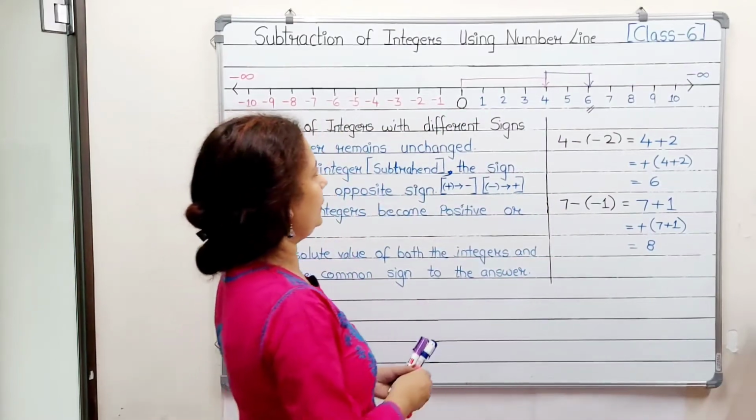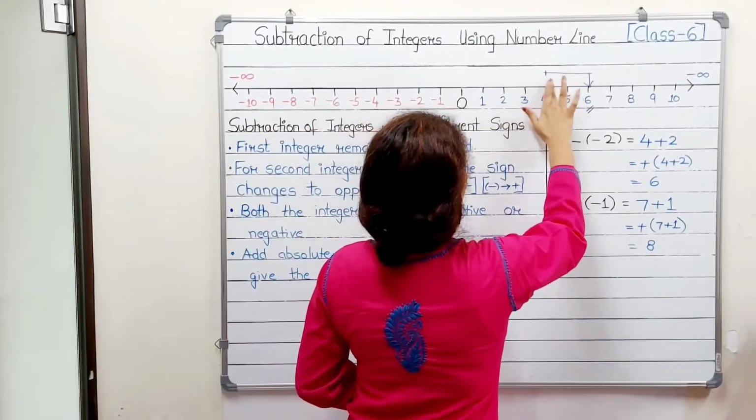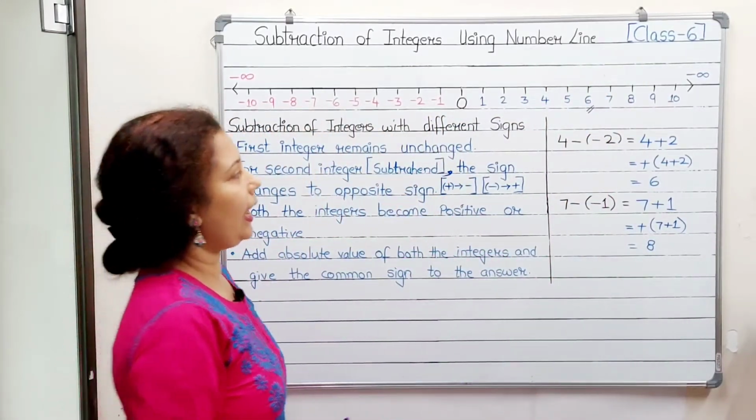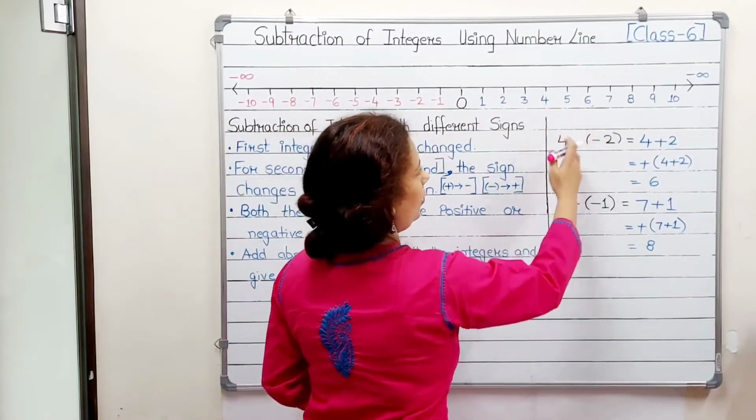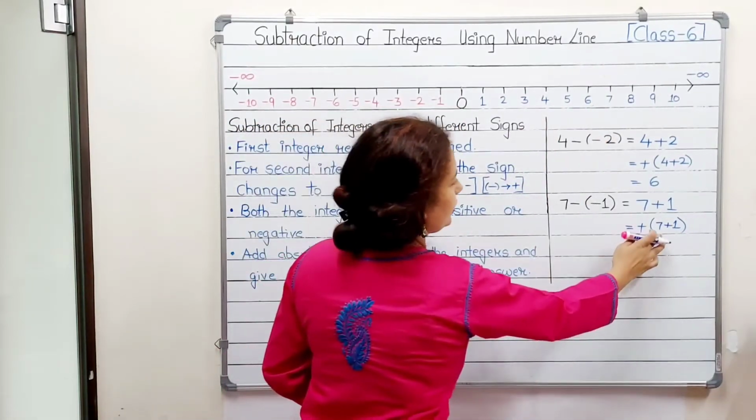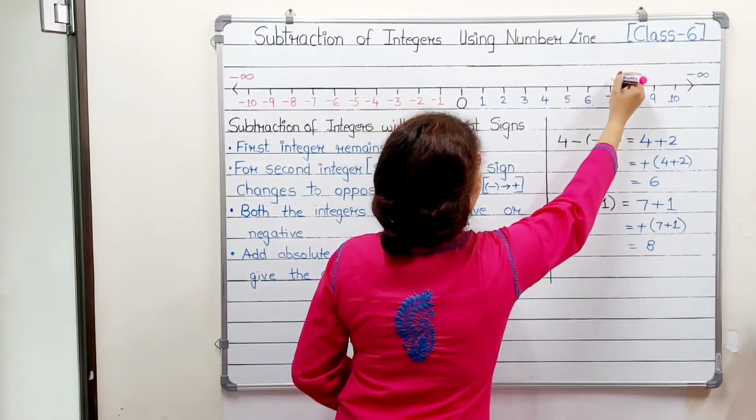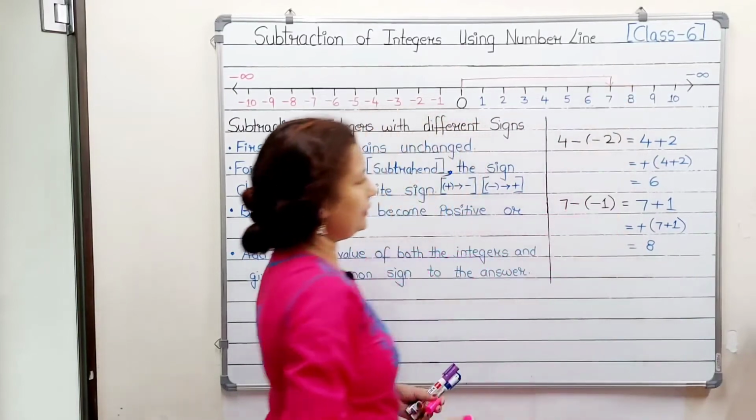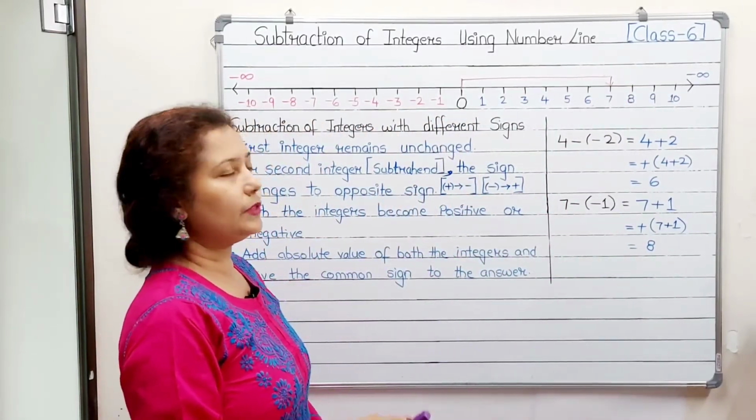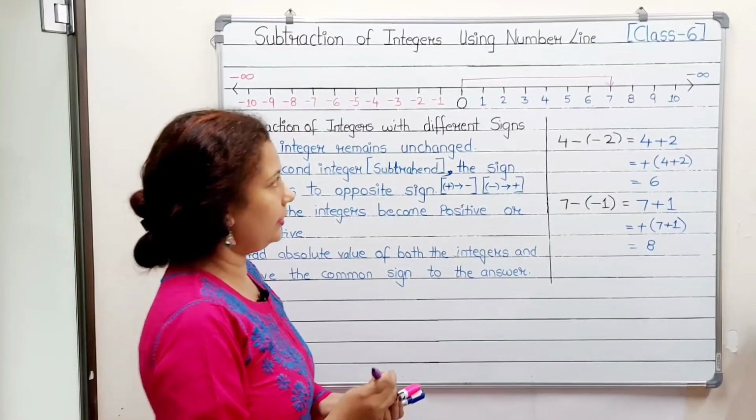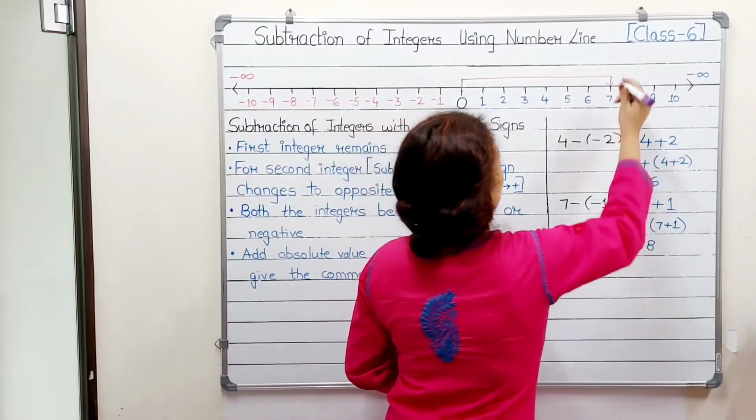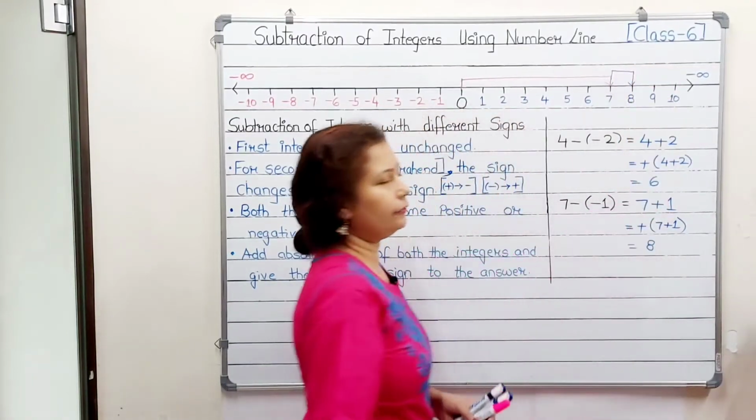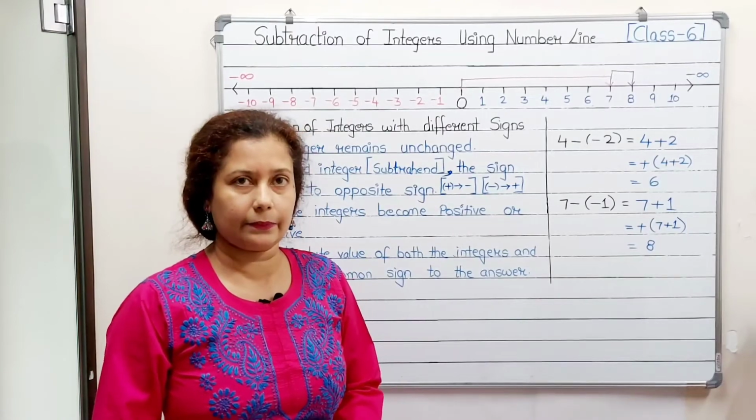For marking it on the number line, the first integer is positive. So we will start from 0 and move on the right side of 0 and mark the first integer 7. The second integer is also positive. So from the first marked integer, which is 7 in this case, we will move 1 unit and mark the integer, and the final answer is 8.